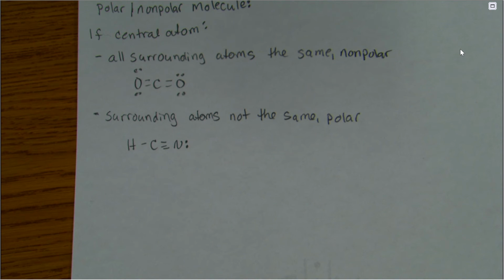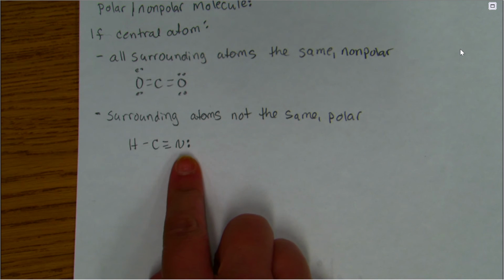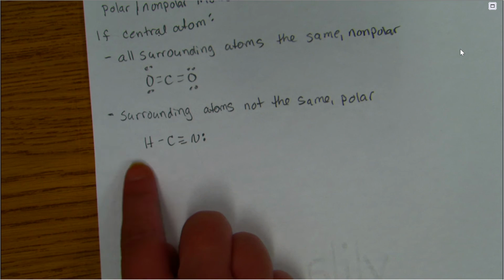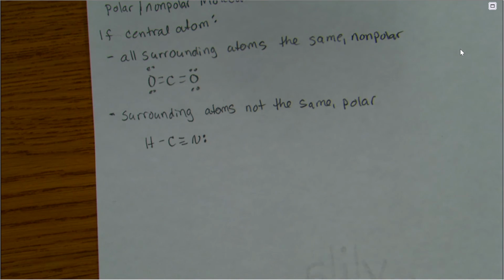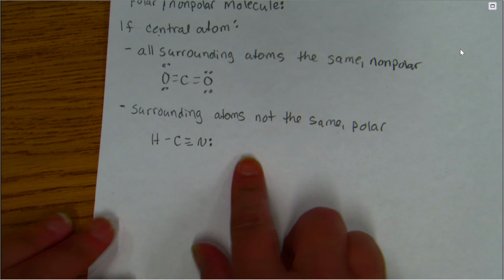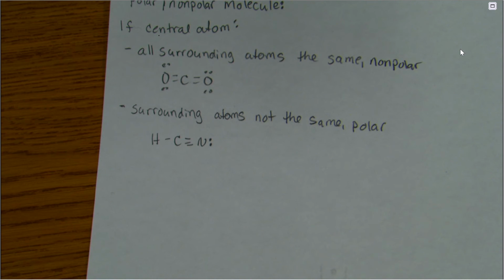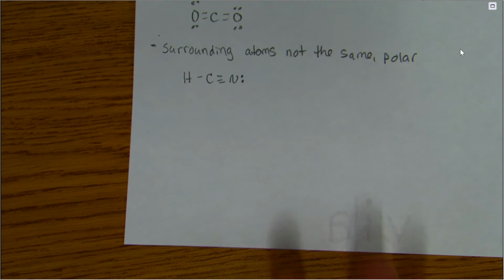polar. The dipole, the pull of the nitrogen, is going to be greater than the pull of the hydrogen. The electronegativity is what we're talking about, is going to be greater. So in this case, we've got more of a pull from the nitrogen. Overall, it is going to be polar. All right. One more thing.